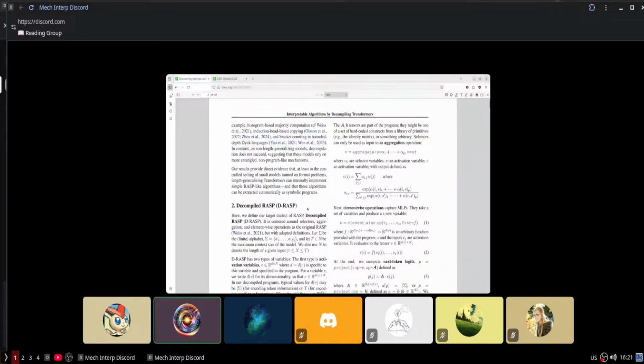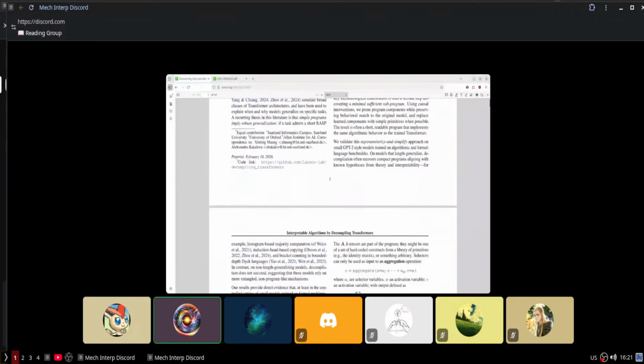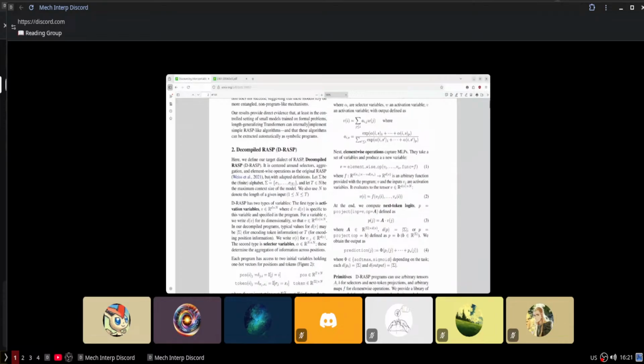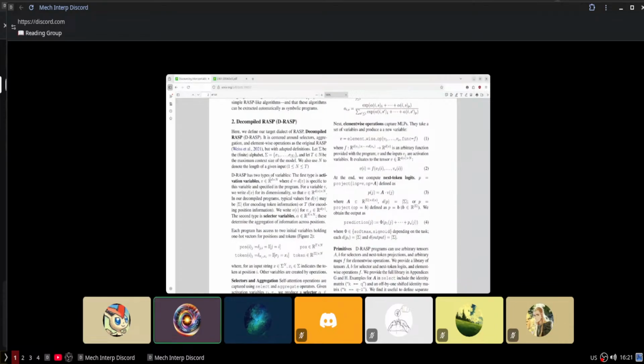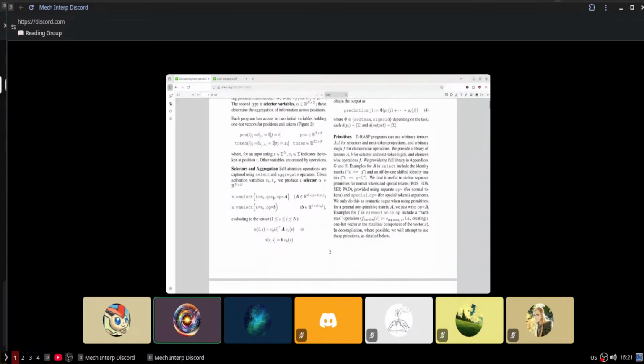Oh, there are also dialects of the RASP language. And the RASP language is 5 years old. Okay. I see. Length generalizing. Okay. Simple programs are more robustly generalizing. Occam's razor.